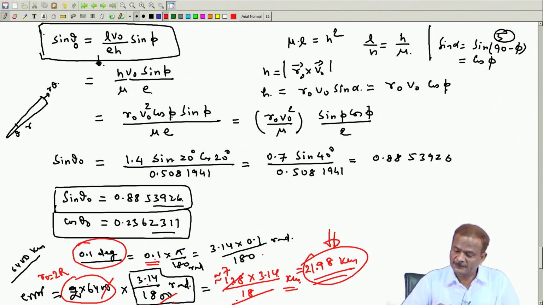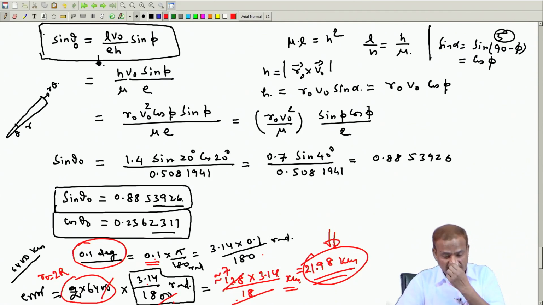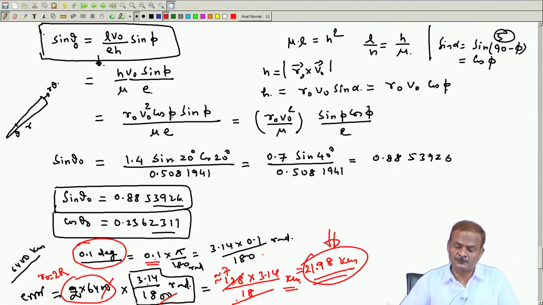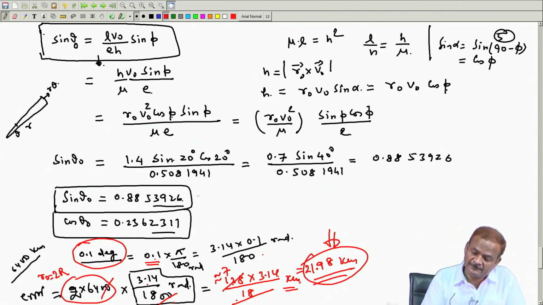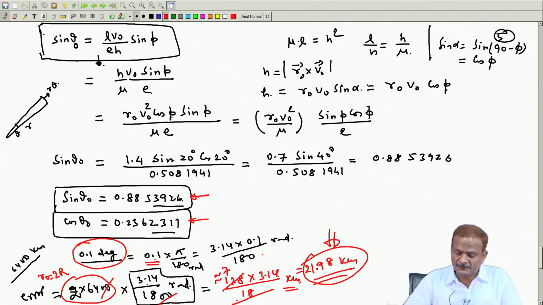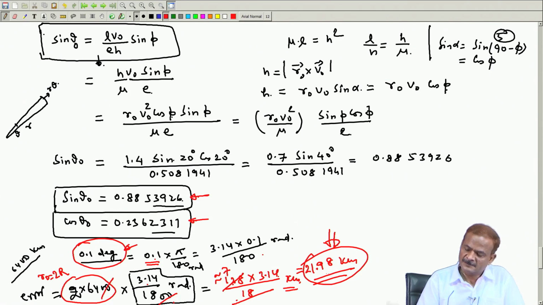Suppose you are dealing with an interplanetary satellite, like a satellite going to Mars. You require very accurate values in these positions. Therefore, while doing the orbit determination for an interplanetary satellite, or even for an Earth satellite where precision is required, the angles are avoided, because a small error in angle will result in a large error in the position of the satellite. So, 0.1 degree results in 21 kilometers.